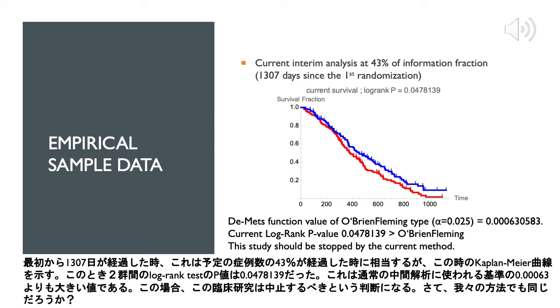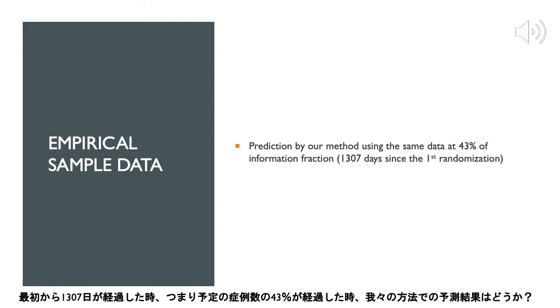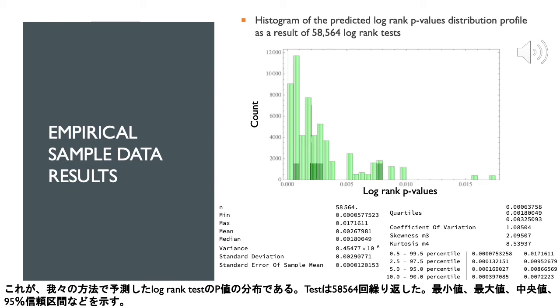Now, would the same be true for our method? When 1,307 days have passed from the beginning, 43% of the planned number of cases, what are the predicted results of our method? This is the distribution of p-values for the log-rank test predicted by our method. This time, this test was repeated 58,564 times. The minimum, maximum, median values, and 95% confidence interval, etc. are shown.